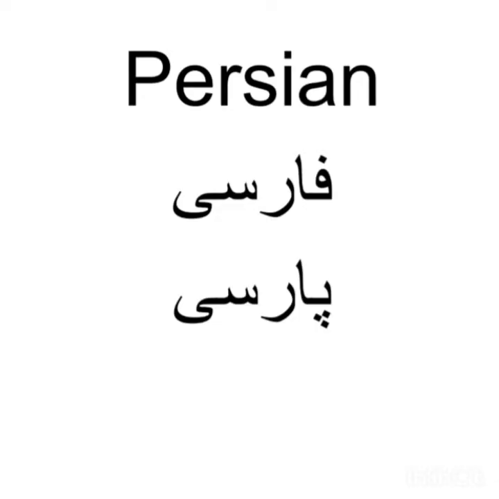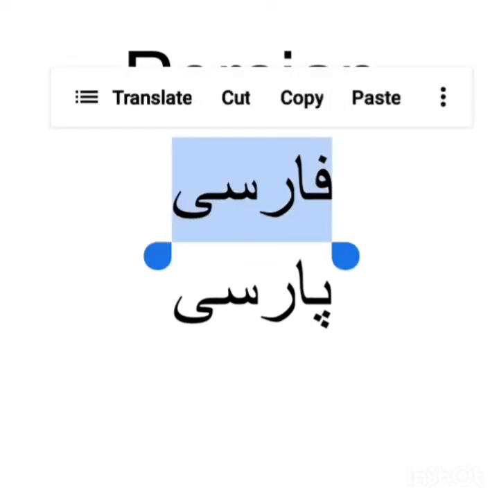What we call Persian in English is called Farsi or Parsi in Persian. Farsi is more common, and it's this one. Farsi is spoken in Afghanistan, Tajikistan, and Iran. Although in Afghanistan, a lot of people call it Dari, and the government recognizes Farsi as Dari.